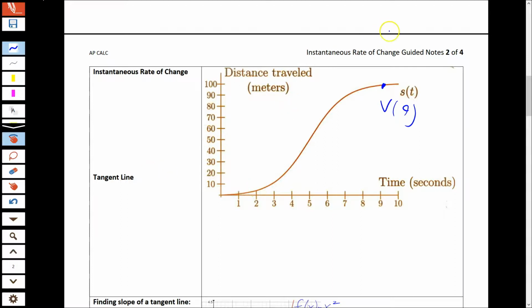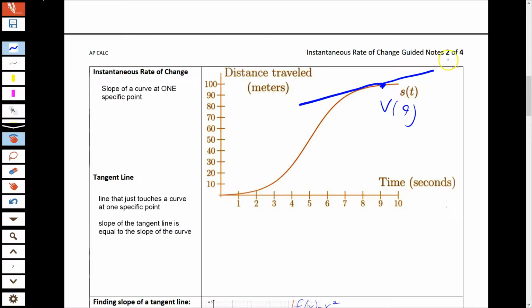The way we can represent that is no longer a secant line, but we can draw a line that just touches the curve at that point. So the line is parallel to the curve at that specific point. That's called a tangent line. And the slope of that tangent line represents the slope of the curve. Okay, so we say, let's call this line L. We'd say L is tangent to S as our function at t equals 9. So we'd say it's tangent to the curve at a particular point.